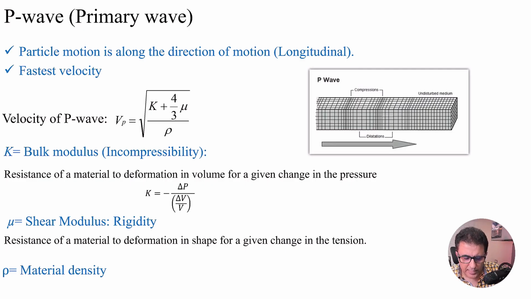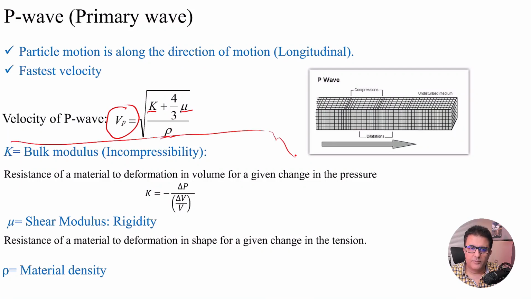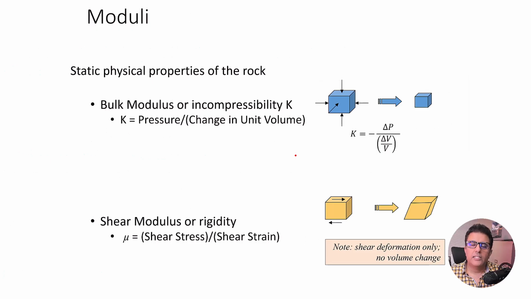So the seismic velocity of P-wave is given by this equation. Here K is incompressibility, or bulk modulus, mu is rigidity, and rho is density. So what is bulk modulus or incompressibility? Indeed, bulk modulus is the resistance of a material to deformation in volume.